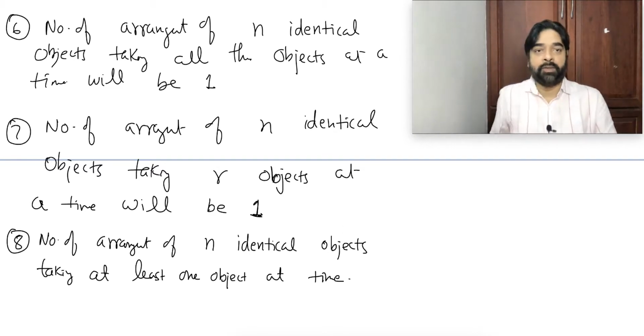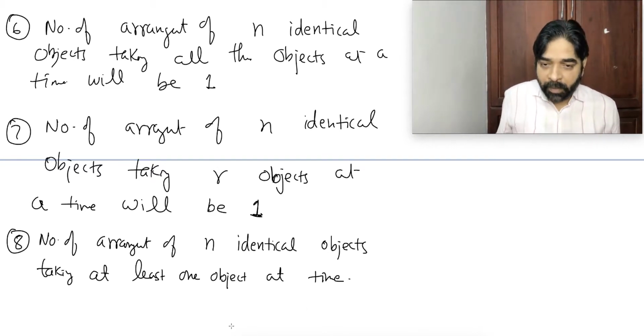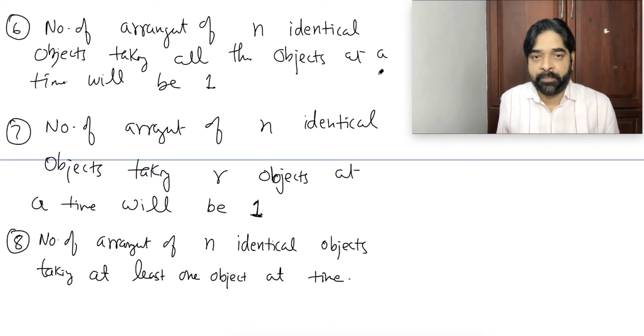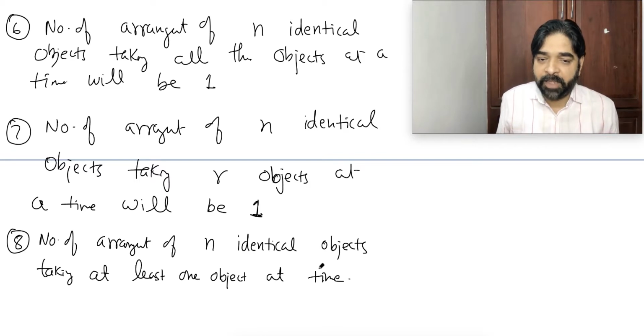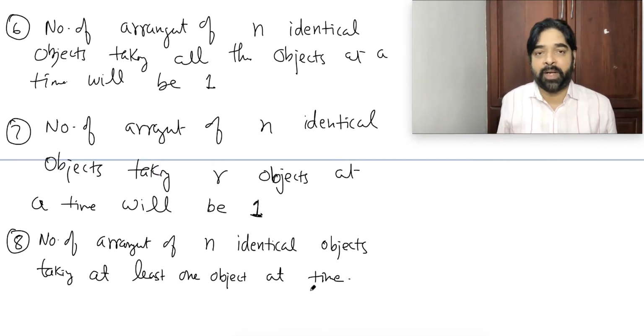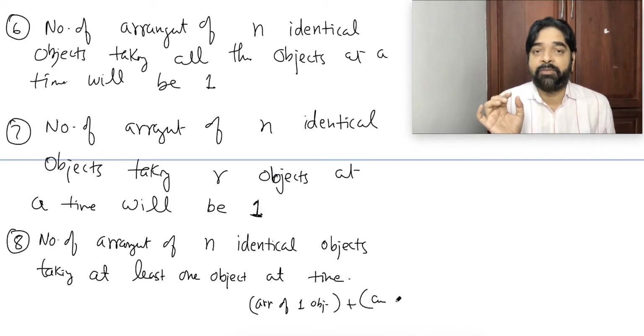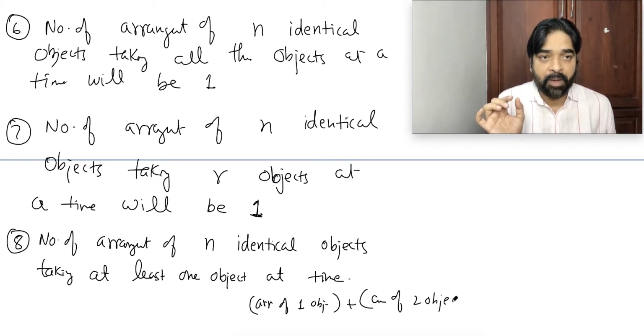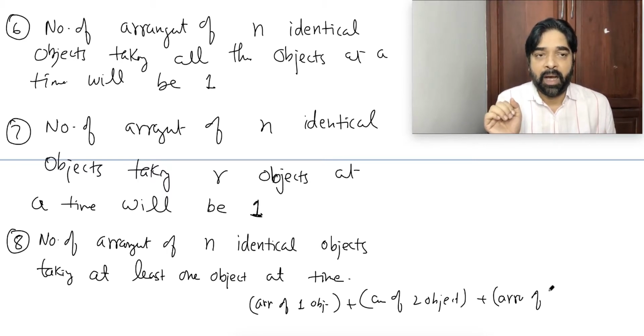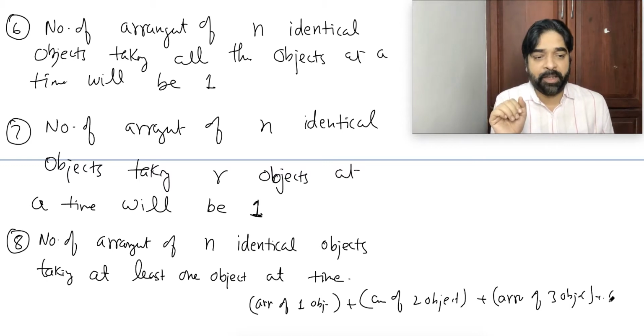Let me do it. First, think of it as a statement: number of arrangements of n identical objects, taking at least one object at a time. I will say arrangement of one object, plus arrangement of two objects, plus arrangement of three objects. Are you getting my point? Up to where can it go? Up to n objects, arrangement of n objects.